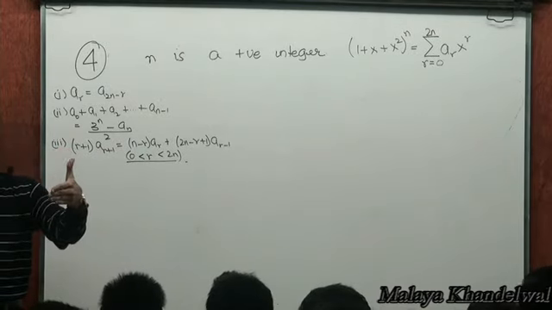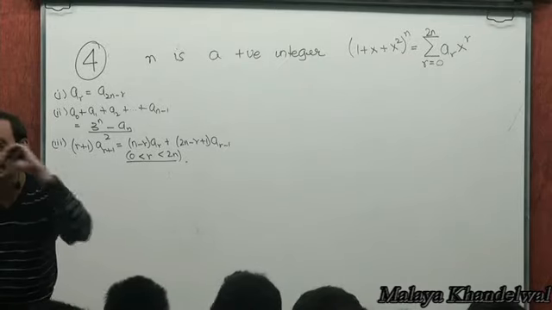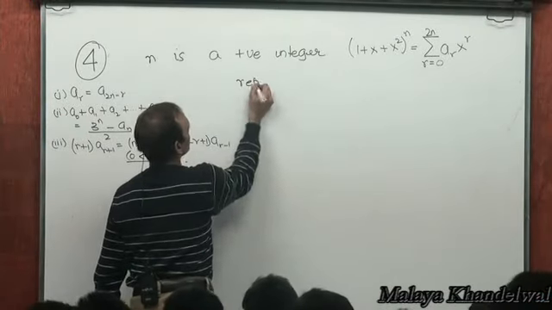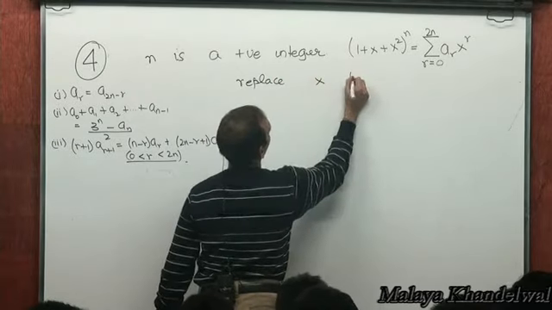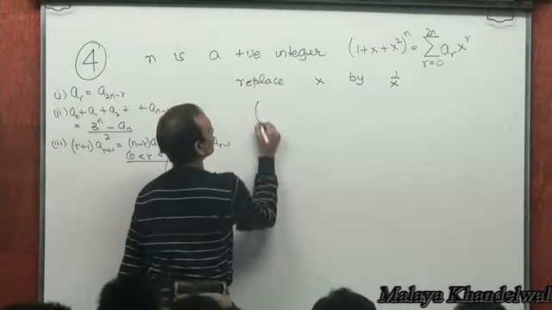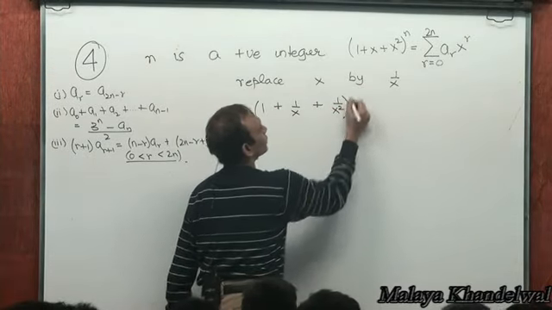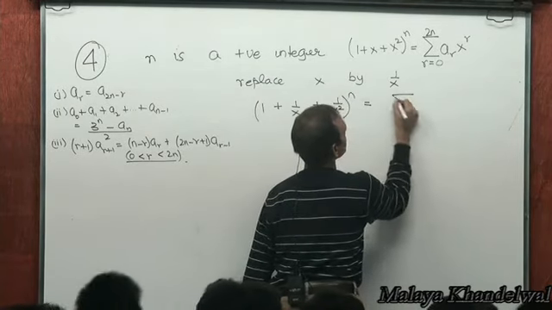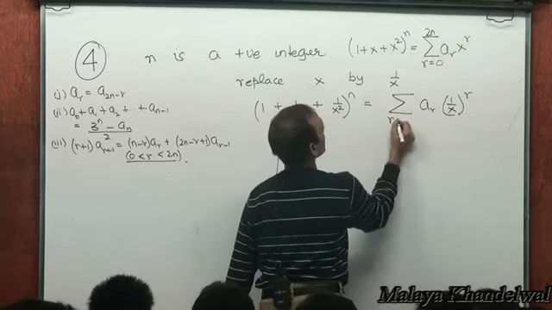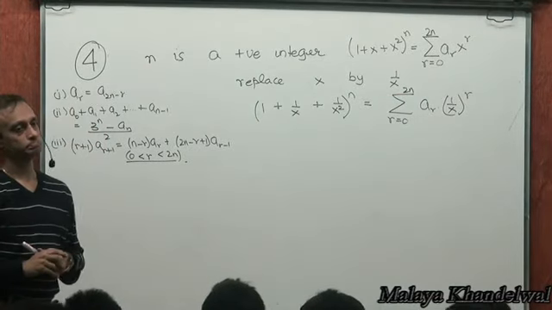The methodology to establish this is by saying replace x by 1 by x. Now, if I replace x by 1 by x, then what do we get? (1 plus 1 by x plus 1 by x square) whole to power n is summation a_r (1 by x) to the power r, r equal to 0 to 2n. Yes or no?